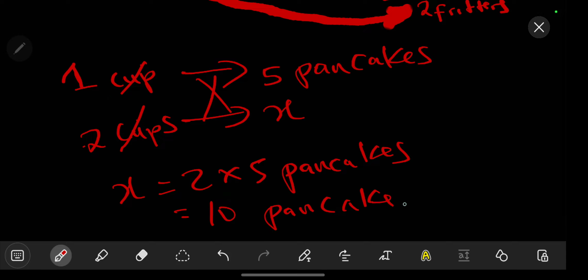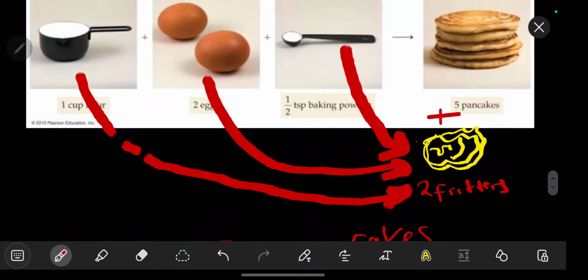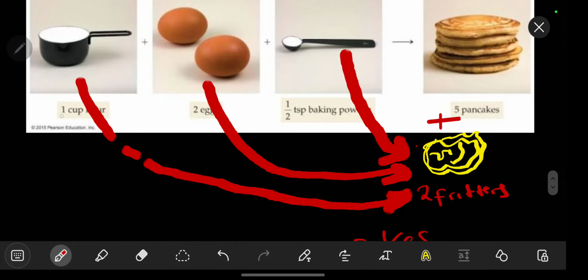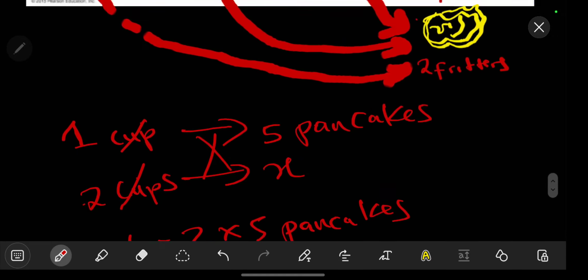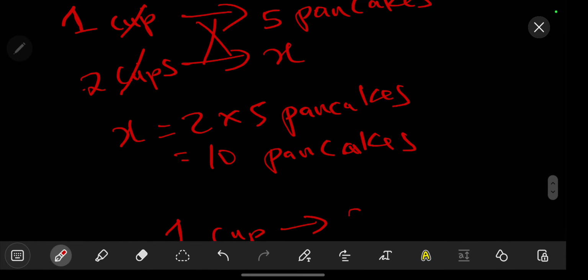So in other words, the mole concept can be used to predict how much of a substance you will produce, given one substance. It just depends on what they want you to find. That means, if you have 2 cups, how many fritters would you produce? Same idea. You know that as long as you have 1 cup, you are always going to be producing 2 fritters. So you are going to say 2 fritters.